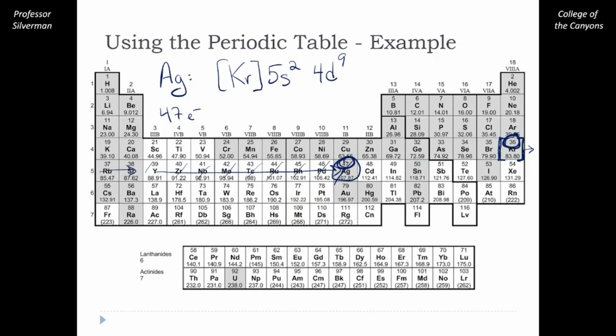The reason why this noble gas shortcut is nice, not only does it make things fast, but those first 36 electrons are actually held very closely to the nucleus, and they don't actually participate in our chemical reactions or in our bonding for the most part. So not only is it fast to write our electron configuration this way, but also we're not really losing too much vital information. Those first electrons really don't participate in much of our chemistries.